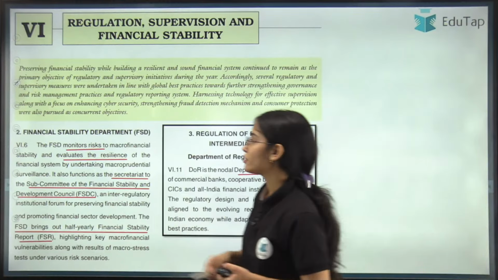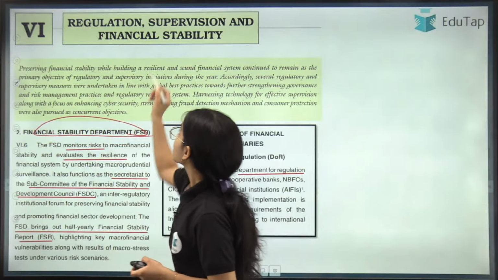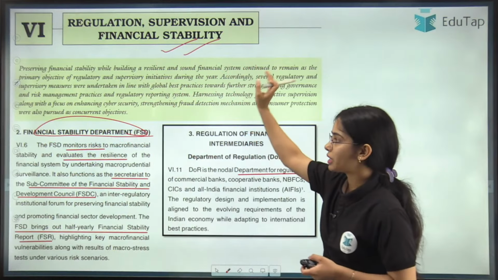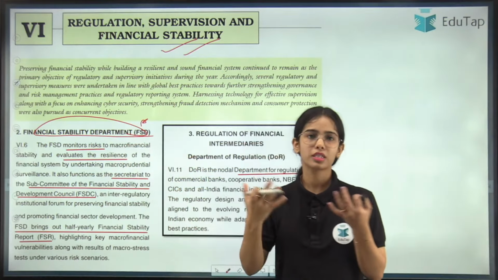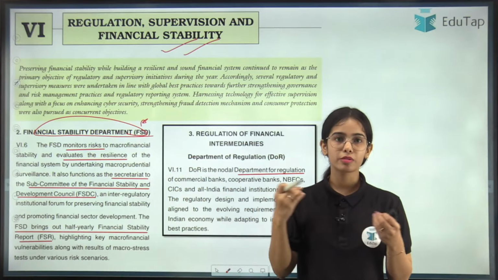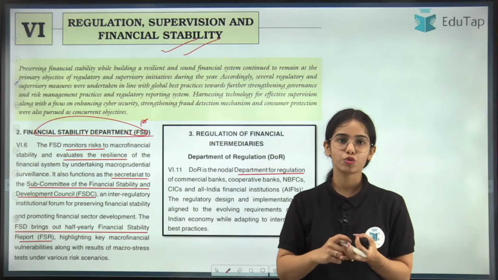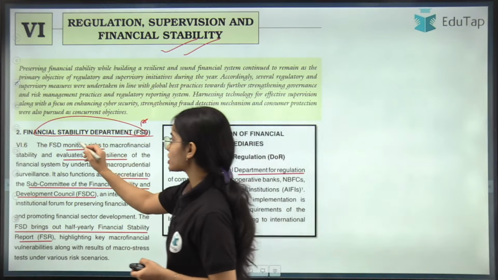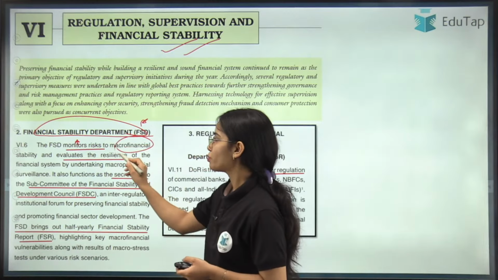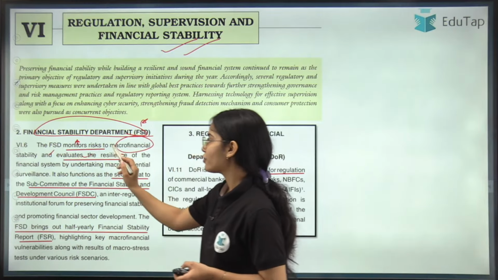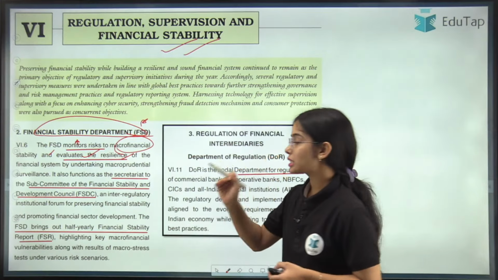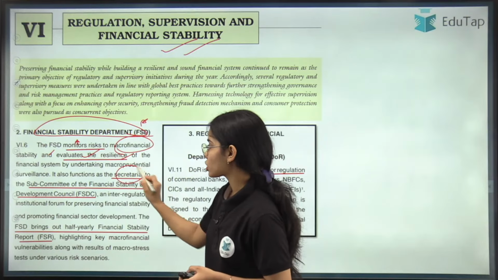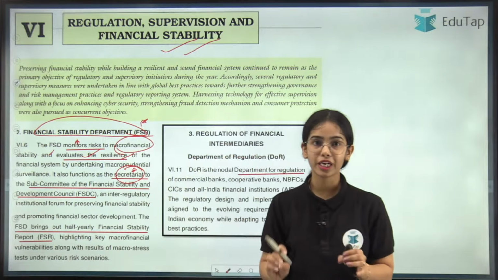Coming to the next chapter, the Financial Stability Department, under regulation, supervision and financial stability. This is the department that monitors the risk in the macroeconomic situation of the country. The Financial Stability Department monitors the risk to macro financial stability and evaluates the resilience of the financial system.